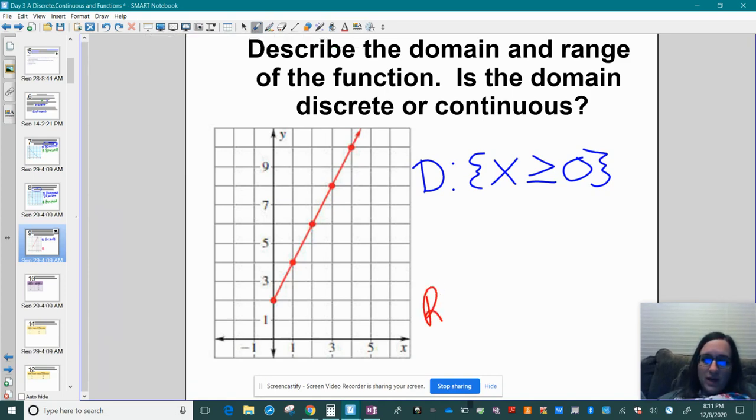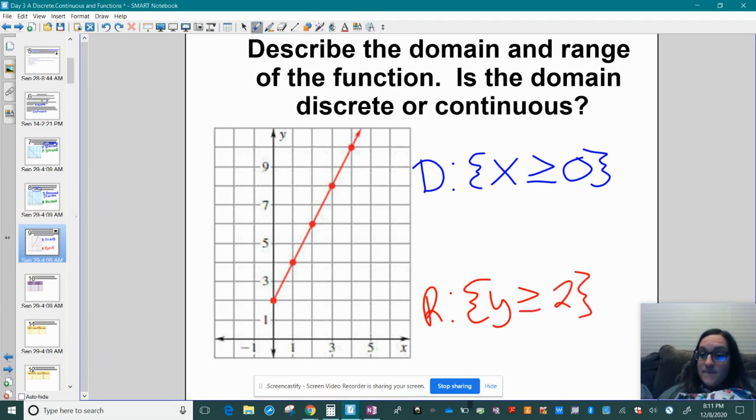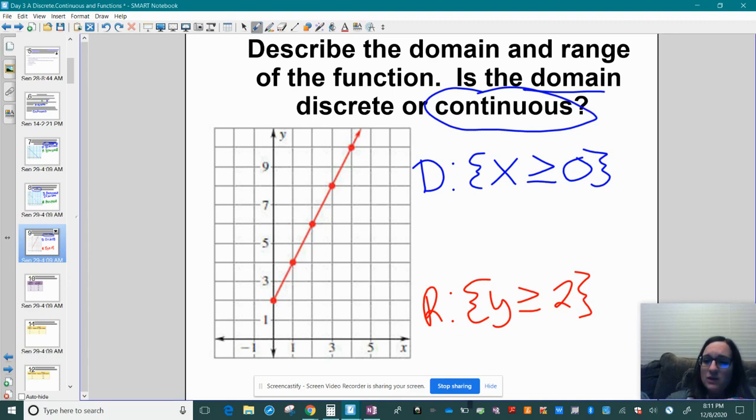And then if we want our range, that one is a little bit different too. We're looking at our y values, but we actually start at, if we're going on our y-axis, we have nothing here, nothing at 0, nothing at 1. We start at 2, and we want all of our numbers for y greater than or equal to 2. Ta-da! Then we want to know, is the domain discrete or continuous? Well, it does have an endpoint, but it's continuous. We're hitting all those fractions and decimals between it. So even though it doesn't continue in both directions, that's okay.